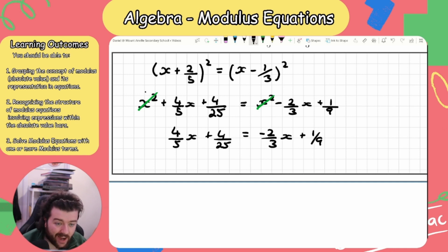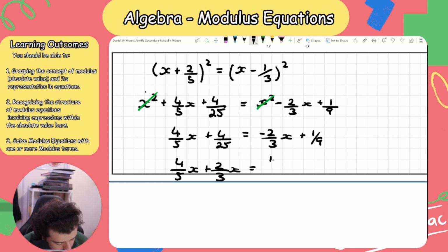Now I'm left with a regular equation. So I can just gather my x's here. So 4/5 x plus 2/3 x equals 1/9 minus 4/25. My left hand side is going to be 12 over 15x plus 10 over 15x.